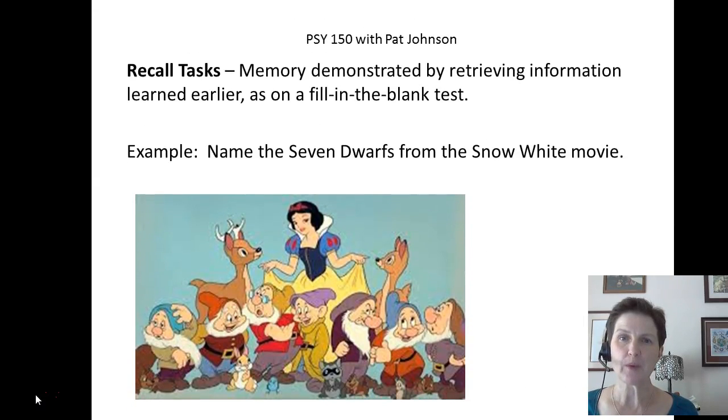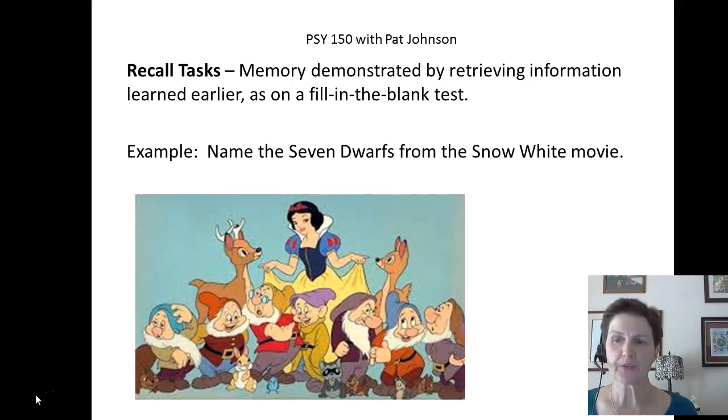There are different ways that we can measure memory. One is with recall tasks. And teachers do this often. They ask students to recall information, and that would be an example of a test question like an essay or fill in the blank. So when you recall information, you have to pull it from long-term memory, and this can be difficult. Here's an example of a retrieval question.